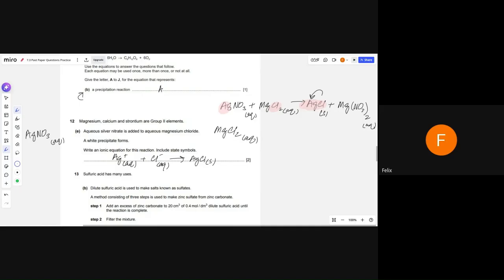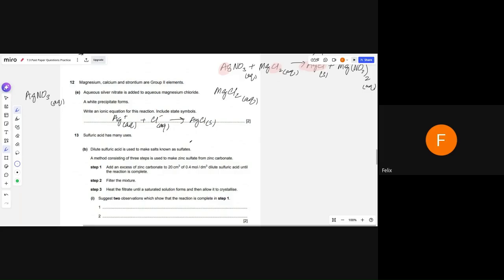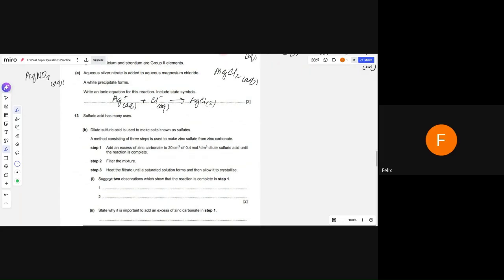It says that sulfuric acid has many uses. Dilute sulfuric acid is used to make salts known as sulfates. Suggest two observations which show that the reaction is complete in step one. Okay, I have to read this. A method consisting of 3 steps is used to make zinc sulfate from zinc carbonate.